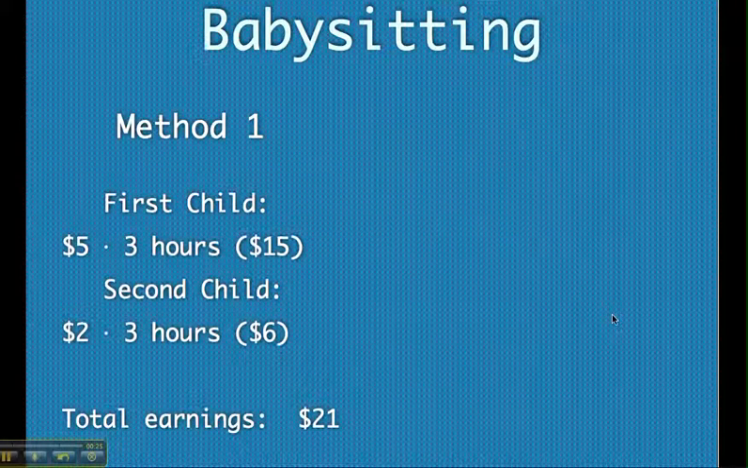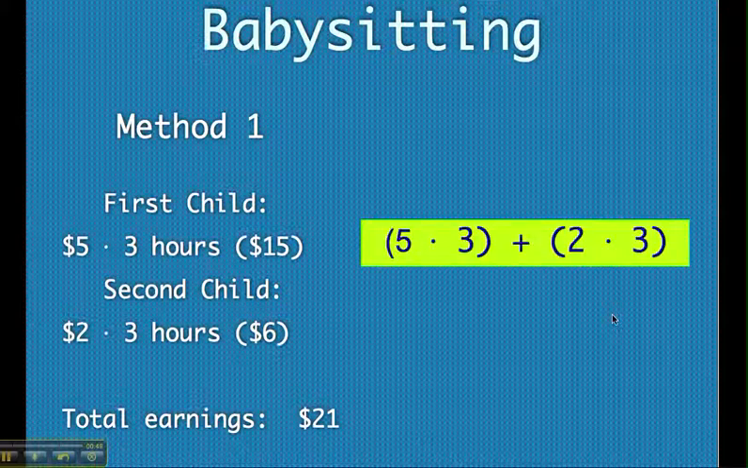Many students would solve this problem using method 1. They would think first of only the first child in the family. $5 an hour at 3 hours is a total of $15. And then think about the second child, which is $2 an hour at 3 hours, for a total of $6, making the total earnings $21 for that babysitting job.